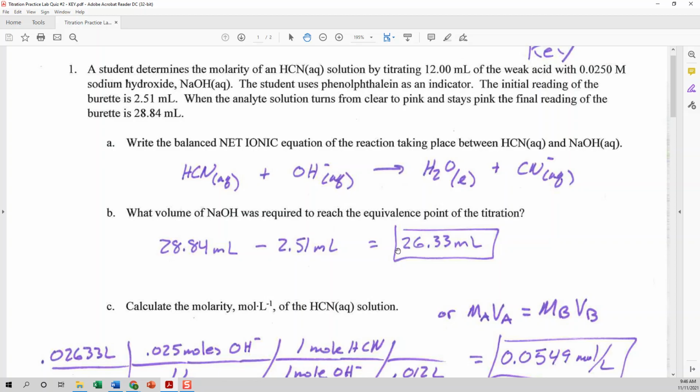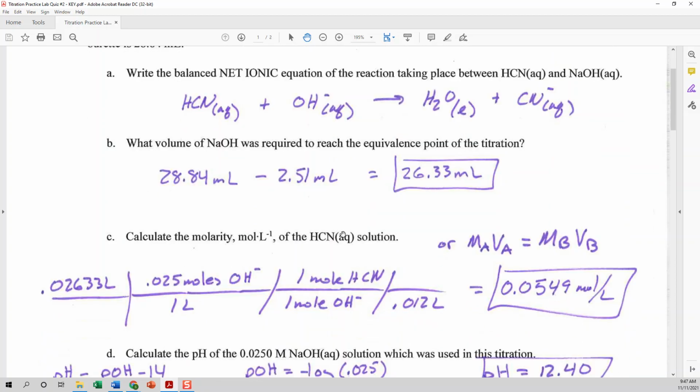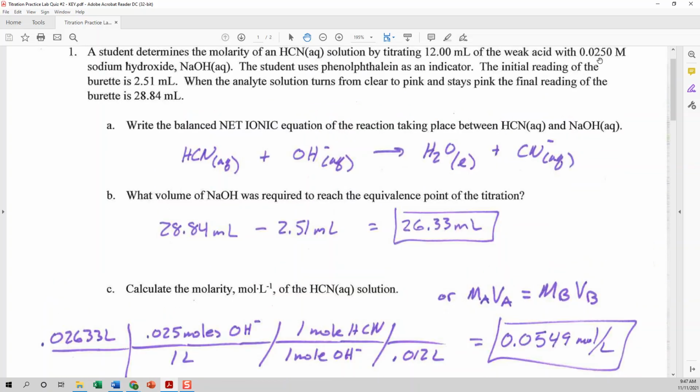Okay, so it took 26.33 milliliters of the NaOH solution, which has that molarity, to react with 12 milliliters of the HCN. So using that information, we want to calculate the molarity of the HCN solution. So remember, you could use your shortcut MAVA equals MBVB, plug in 12 for the volume of the acid, plug in 0.025 for the molarity of the base, plug in 26.33 for the volume of the base, and solve for the molarity of the acid. And you'll get this same answer here.